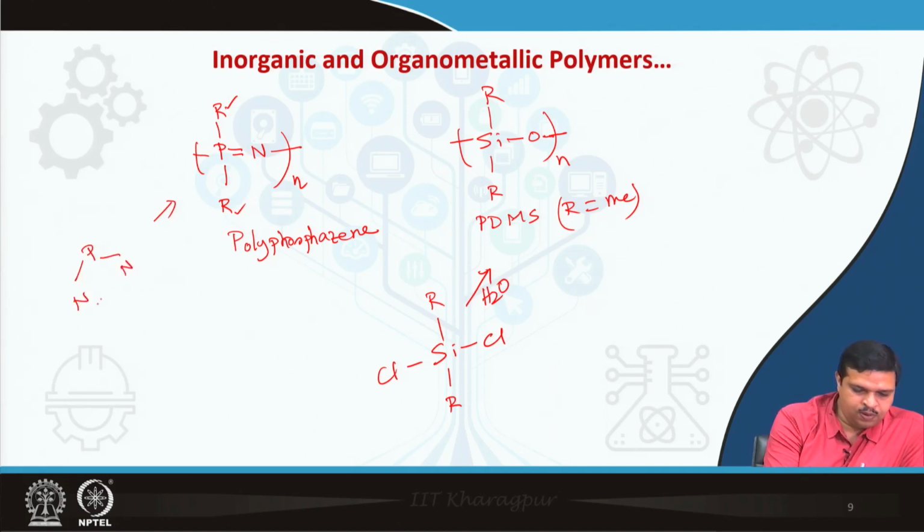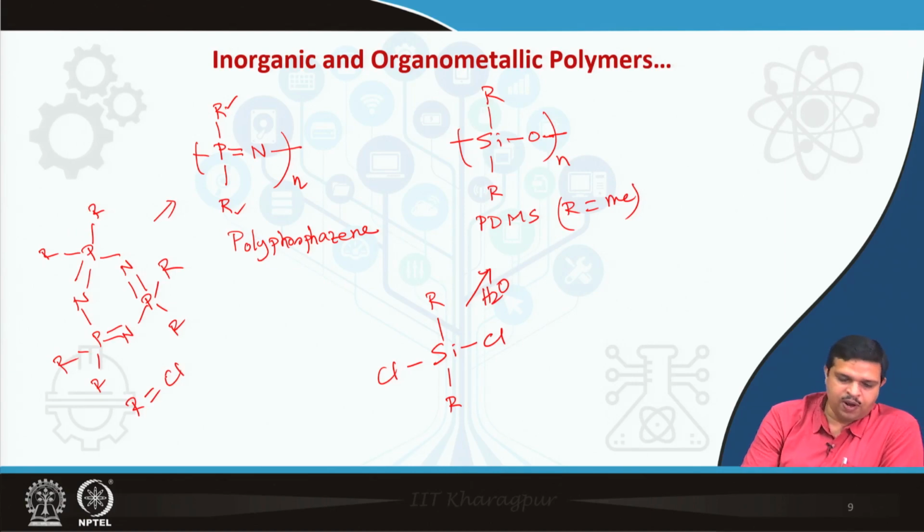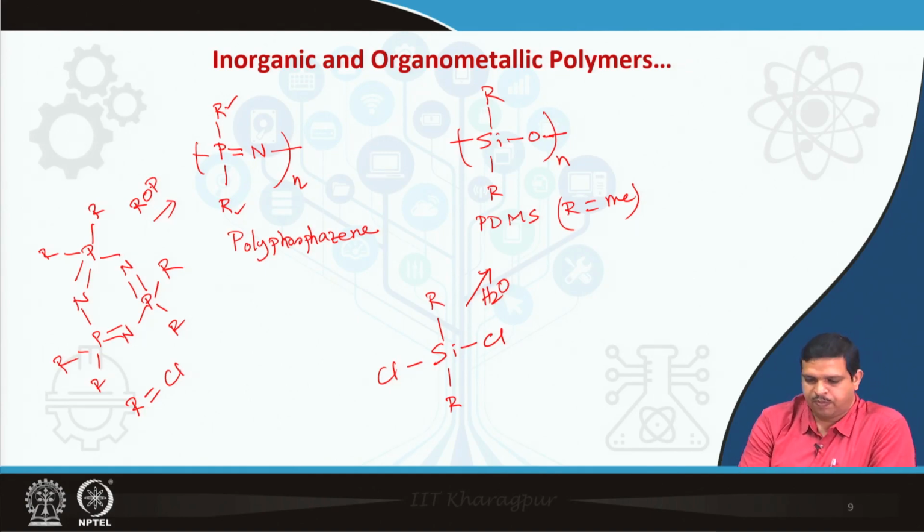And for this one, if you take this kind of monomer, R is generally Cl, chloride, and you do the ring opening polymerization. We will discuss the ring opening polymerization later, then you will get this kind of polymers. This is basically due to the strain of the ring, it opens and gives the linear polymers.